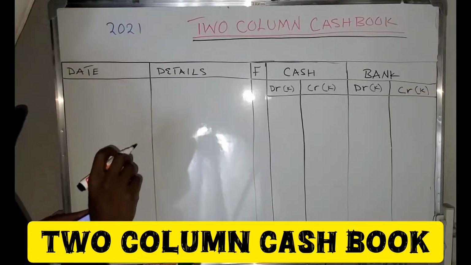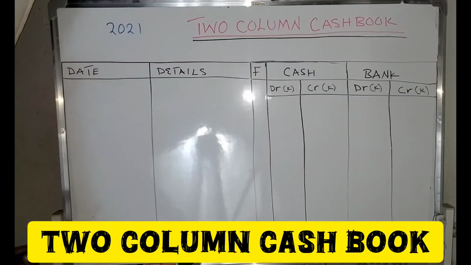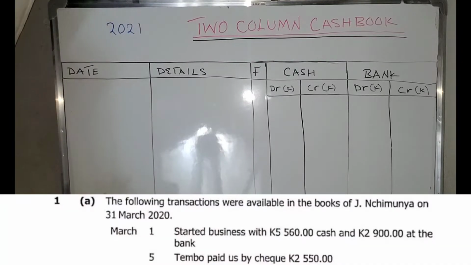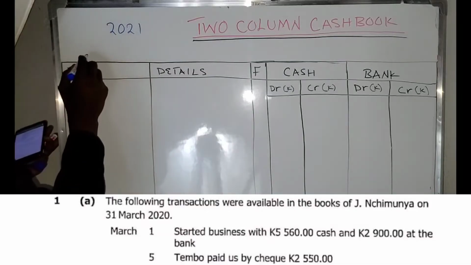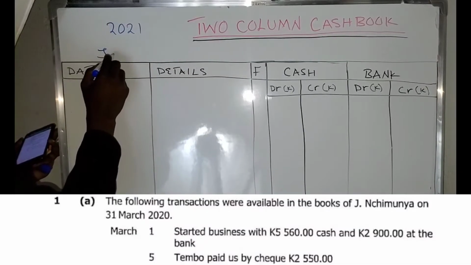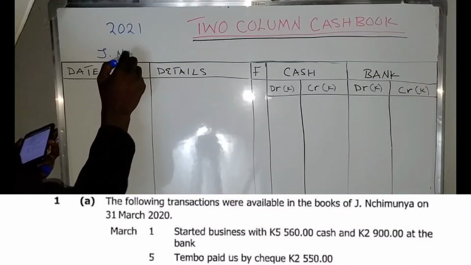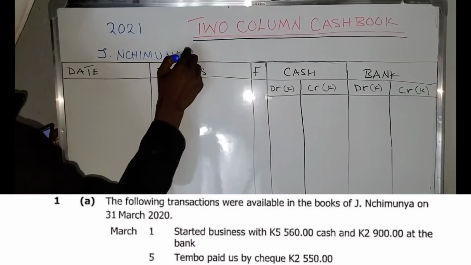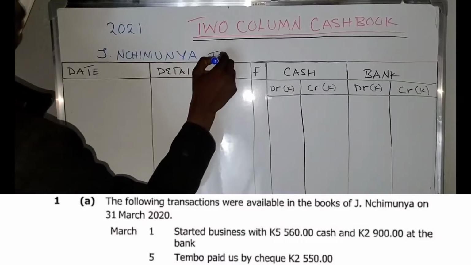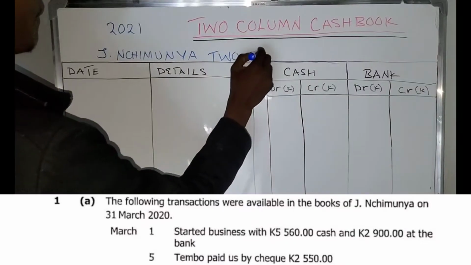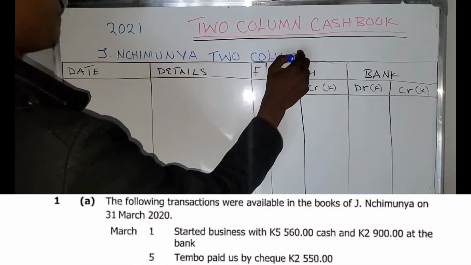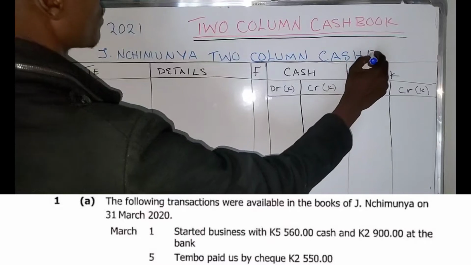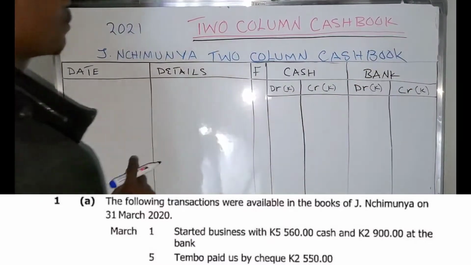So now the title is very important. So we're going to start with the title. All right, so the name of the person is Jane Nchimunia. So we are going to write here Jane Nchimunia, two-column cash book. Okay, two-column cash book.